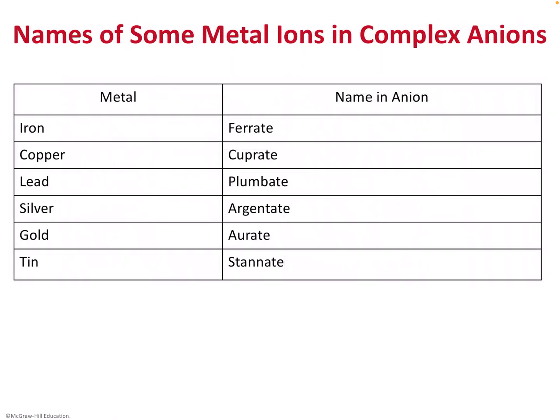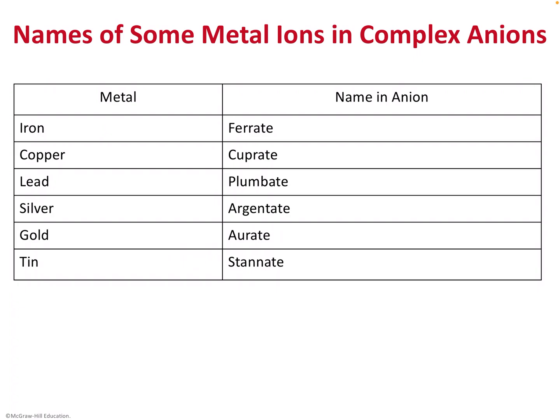Names of some metal ions in complex anions. Remember, if you have a complex anion, the name will end as "ate", like aluminum, aluminate, chromium, chromate. So iron would make it ferrate, copper, cuprate, lead, plumbate, silver, argentate, gold, aurate, tin, stannate, like that.